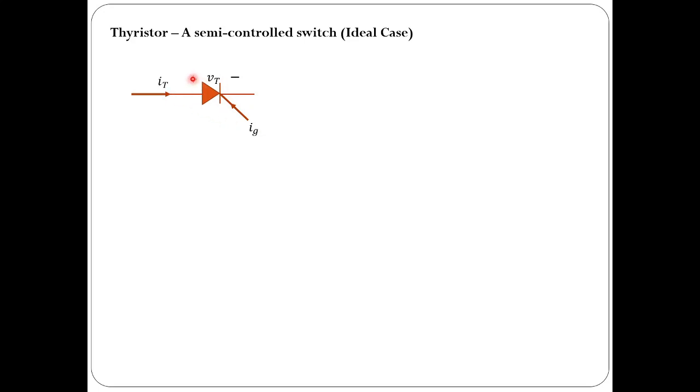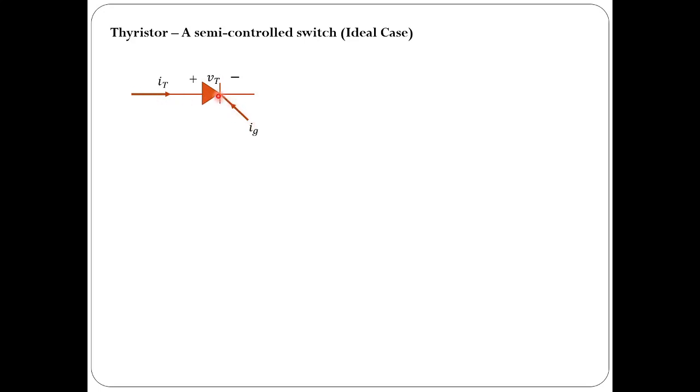Now this is thyristor. It has anode and cathode terminals, two terminals, apart from the control terminal, which is known as the gate terminal. The voltage across this thyristor with anode positive and cathode negative is denoted by VT, and the current through it from anode to cathode is denoted by IT. So again, this is also a unidirectional switch, but it can block voltage with either polarity. It has bipolar voltage blocking capability, but it is a unidirectional current carrying switch. So current would be from anode to cathode only.